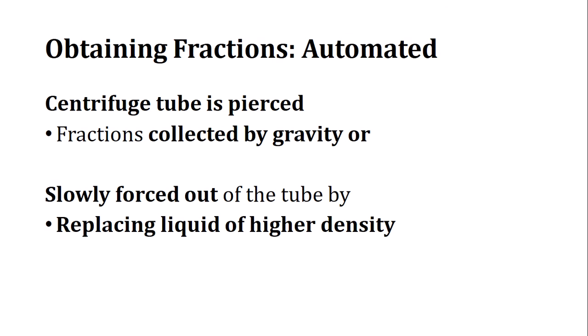What is done is that the centrifuge tube is pierced from the bottom, and fractions are collected by gravitational force. Or we can put another, higher density liquid inside. The higher density liquid goes to the bottom and replaces the lower density liquid, and one by one the fractions come out. This can also be performed.